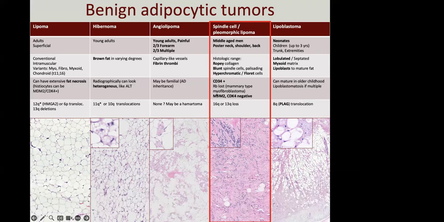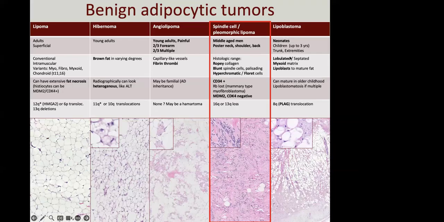These are related to loss of retinoblastoma, so you can do the RB stain if you want and see loss in the nuclei. Sometimes we count on CD34, but I think CD34 is positive in a lot of fibroblasts, so to me it's less helpful. But in the differential with ALT, atypical lipomatous tumor, MDM2-CDK4 would be negative.